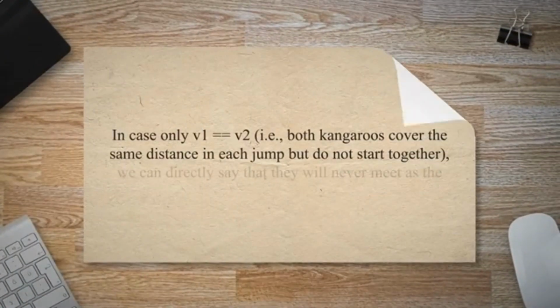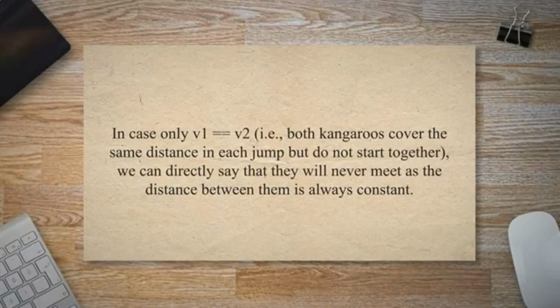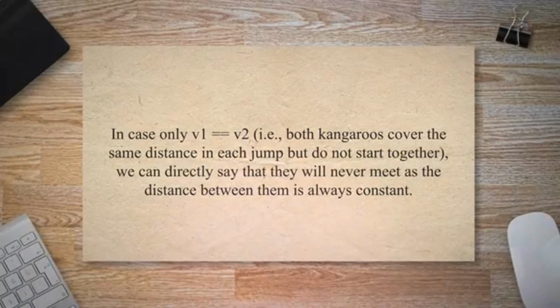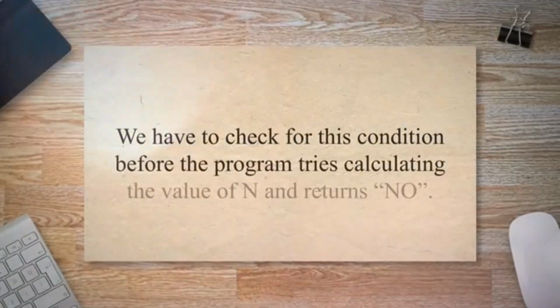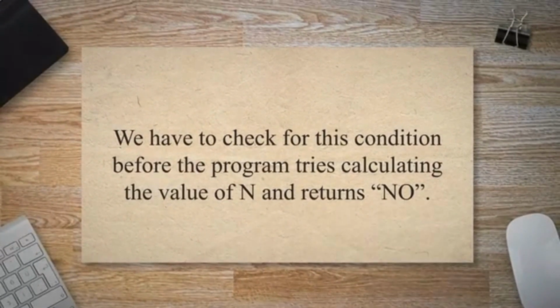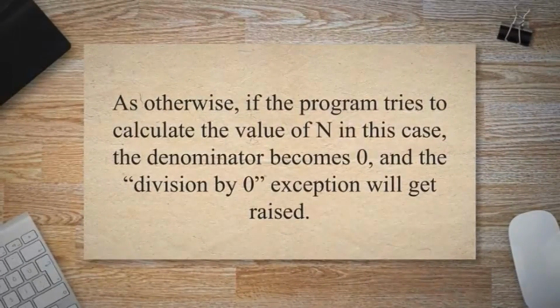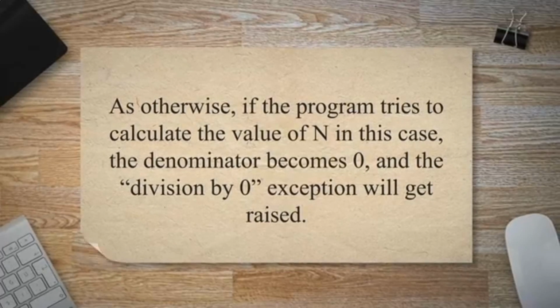In case only v1 equals v2, i.e., both kangaroos cover the same distance in each jump but do not start together, we can directly say that they will never meet as the distance between them is always constant. We have to check for this condition before the program tries calculating the value of n and return no. Otherwise, if the program tries to calculate the value of n in this case, the denominator becomes 0, and the division by 0 exception will get raised.